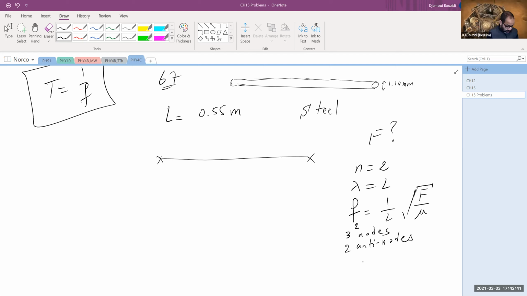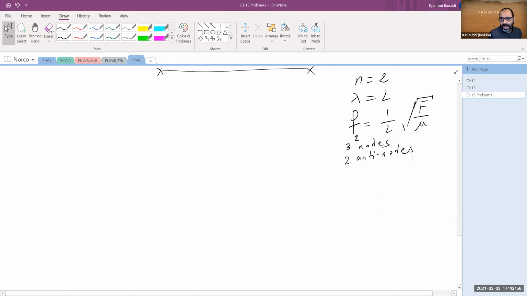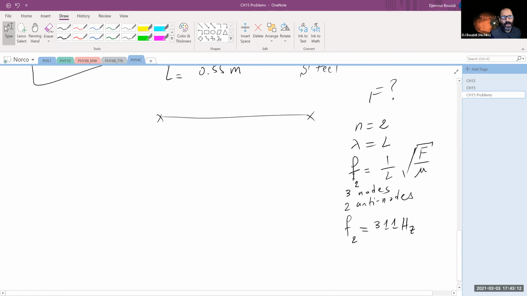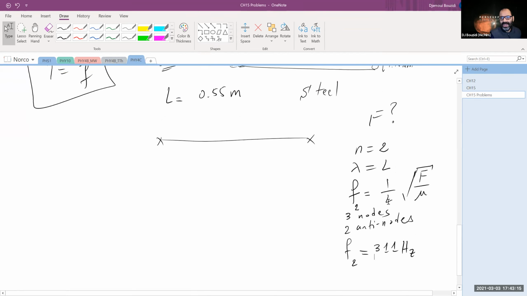So the question is still, to what tension must it be adjusted so that when vibrating in its first overtone, it produces the note D sharp of frequency. The D sharp, apparently in music, has a frequency equal to 311 hertz. So that is what F2 is. That is what's given to us. We are given the frequency of the first overtone, and we know the length of the string. We are asked to find the force F.